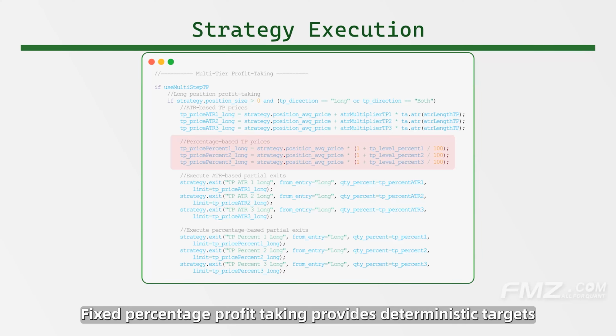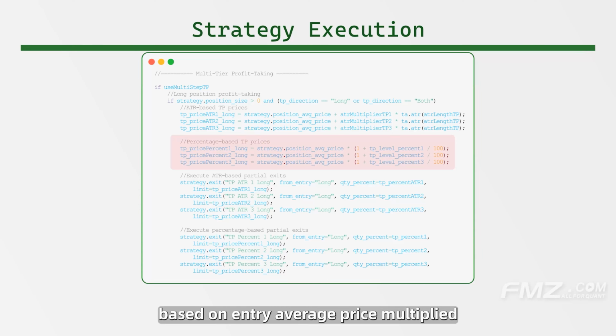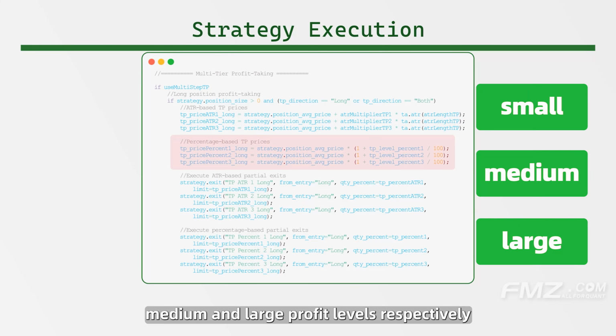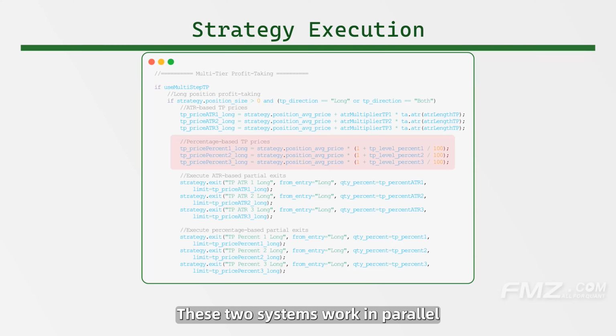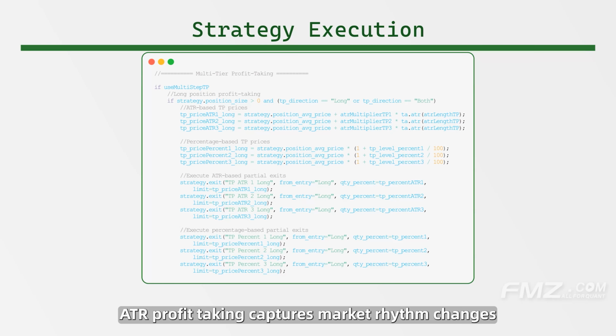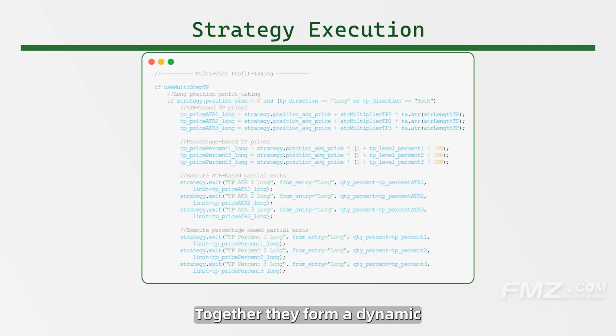Fixed percentage profit-taking provides deterministic targets based on entry average price multiplied by percentage increase. The three tiers correspond to small, medium, and large profit levels, respectively. These two systems work in parallel. A TR profit-taking captures market rhythm changes. Percentage profit-taking provides stable expectations. Together, they form a dynamic and static profit-taking system.